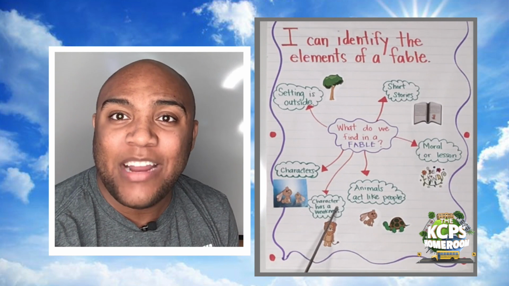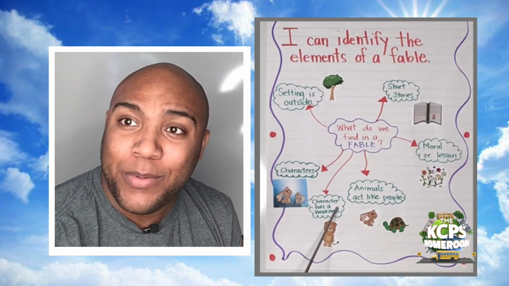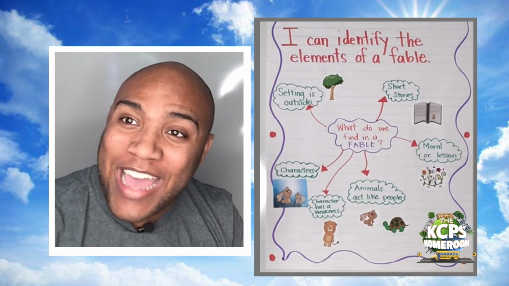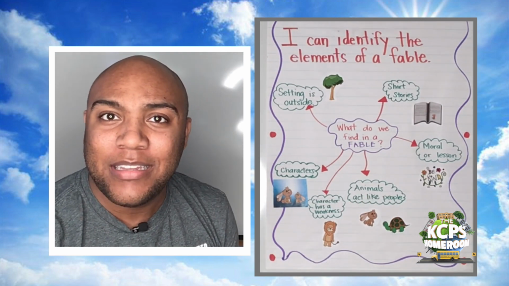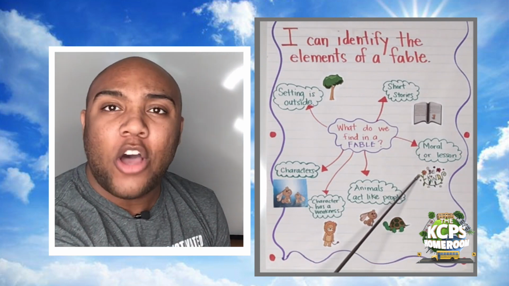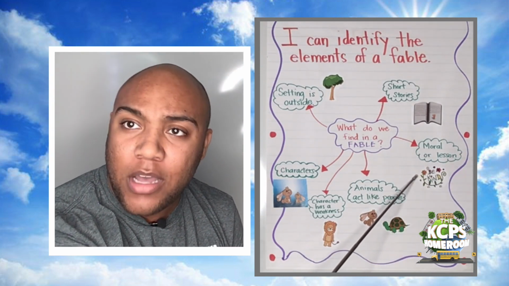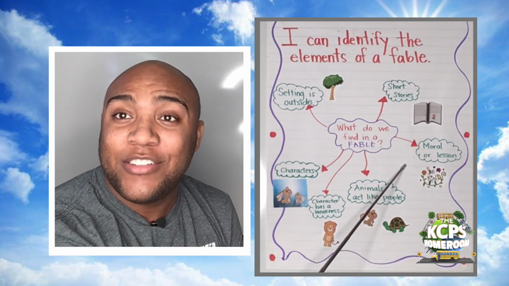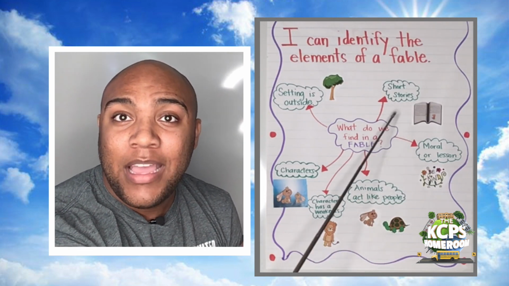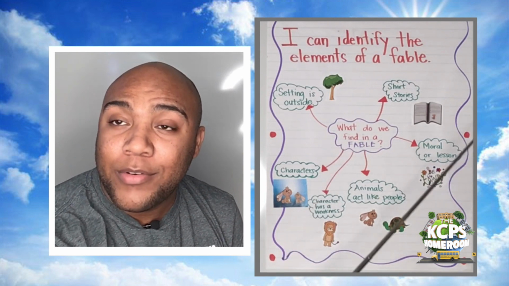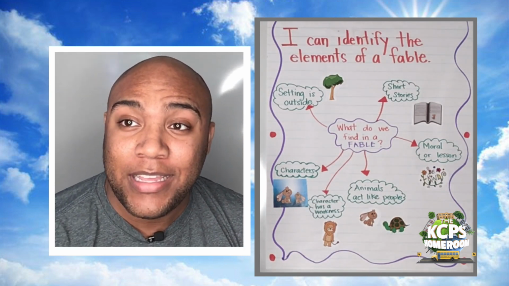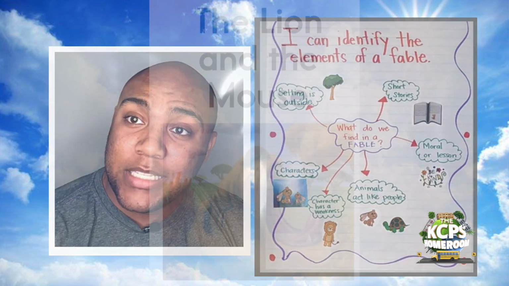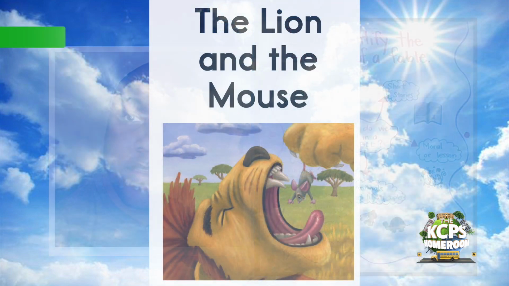And the animals tend to act like people. This means that they can jump, or sing, or laugh, or even play. Additionally, there's always a moral or a lesson to be taught. The author wants you to learn a lesson from the characters that are in the fable. And last but not least, all fables are extremely short. They are not super long. In fact, listen along today as we read The Lion and the Mouse.